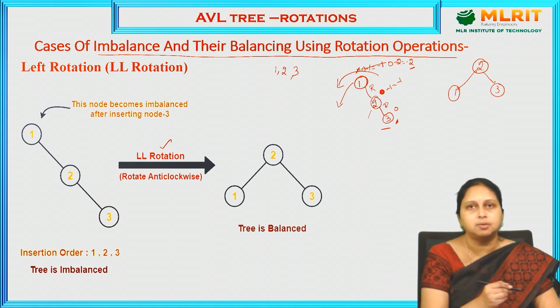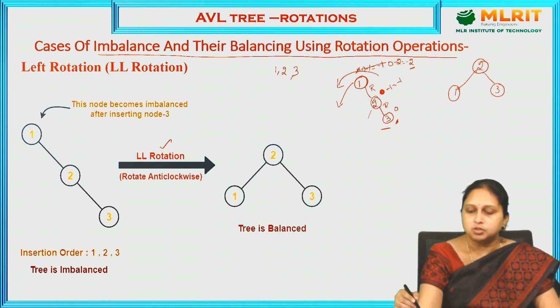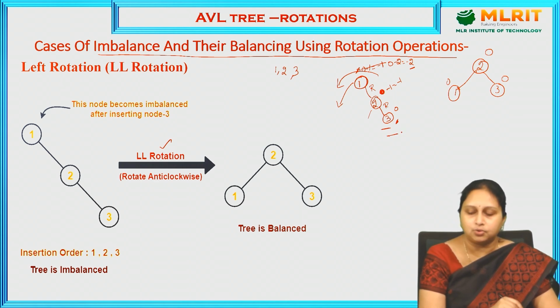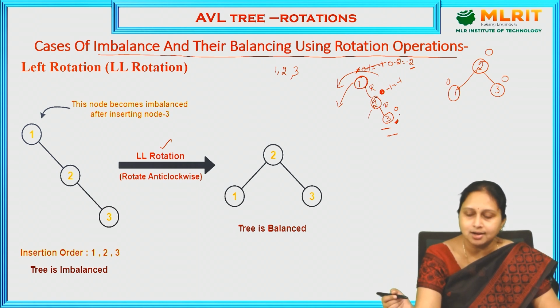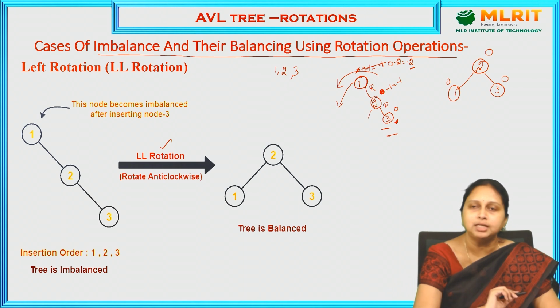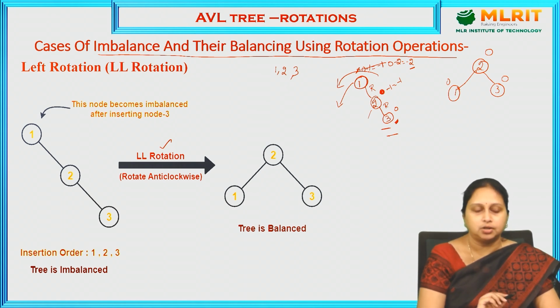Now, you can check the balance factor for this. This will be 0, this will be 0 and this will also be 0. Like this, we are going to perform LL rotation. Because of insertion of a new node on the right side, this tree is imbalanced. Because of that, we are going to perform the LL rotation. Okay, I hope you understand.